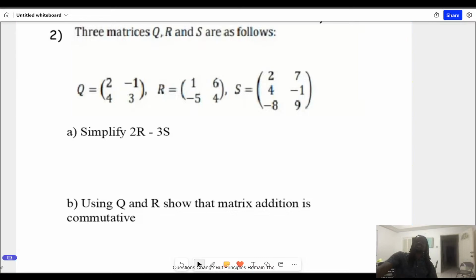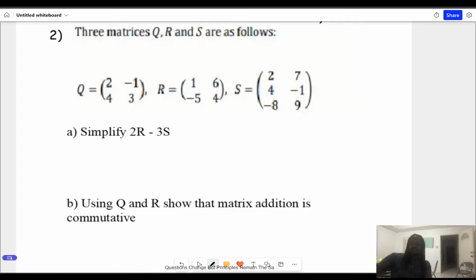The first thing they say we're supposed to do: simplify 2R minus 3S. Part B: using Q and R, show that matrix addition is commutative. That is something from first form. Matrix addition is commutative.